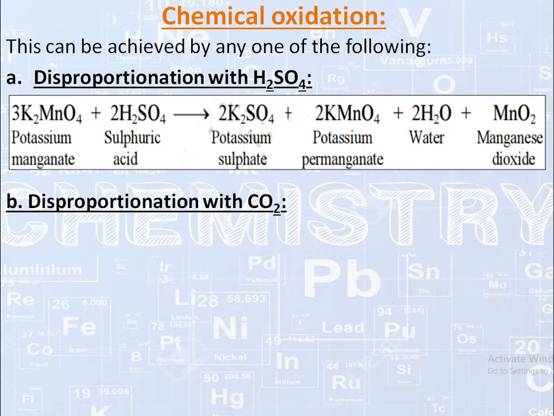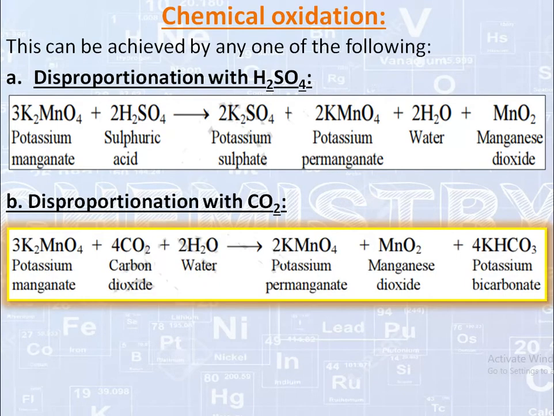Next is disproportionation with carbon dioxide. So the reaction is, potassium manganate when reacted with carbon dioxide and water, we get potassium permanganate, manganese dioxide and potassium bicarbonate. So 3K2MnO4 plus 4CO2 plus 2H2O gives 2KMnO4 and MnO2 and 4KHCO3, potassium bicarbonate.